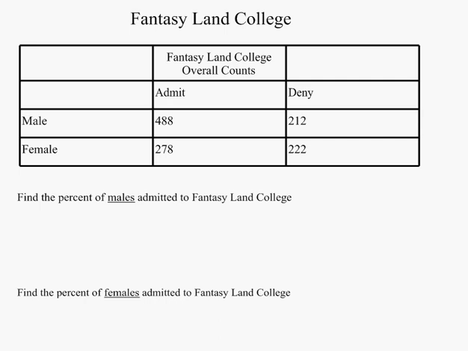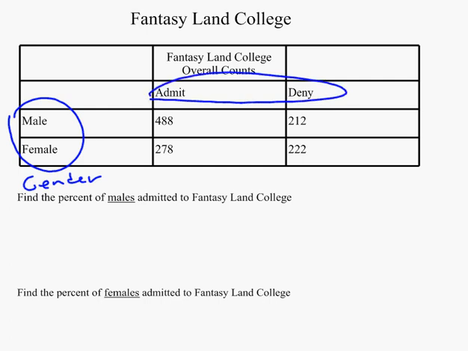Okay, we're going to continue our discussion of categorical variables, or comparing two categorical variables. In this example, we have a school called Fantasyland College, and the categorical variables we're interested in are gender versus admission status, whether or not these people were admitted to college.